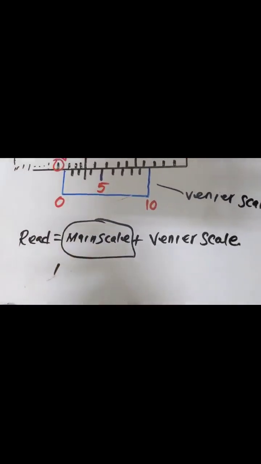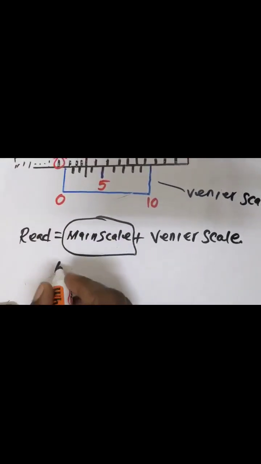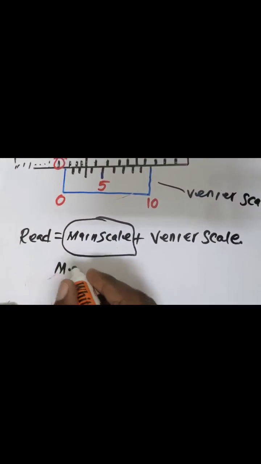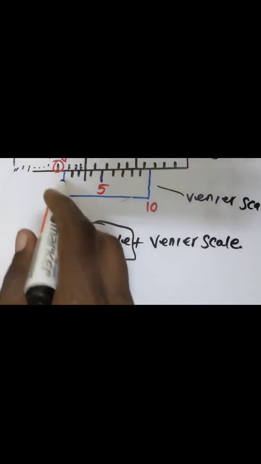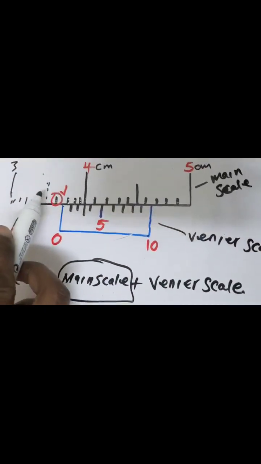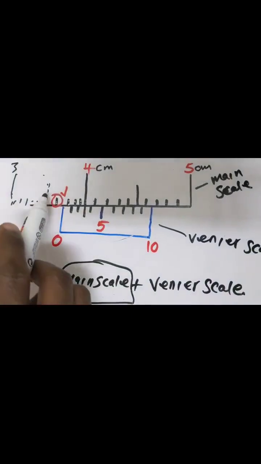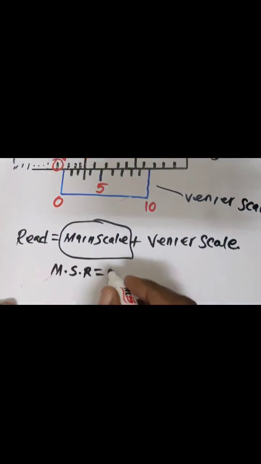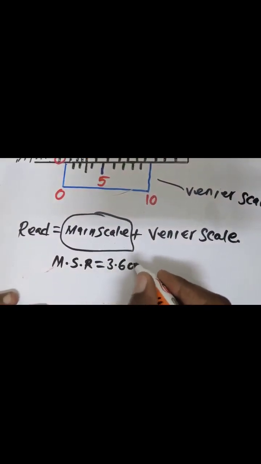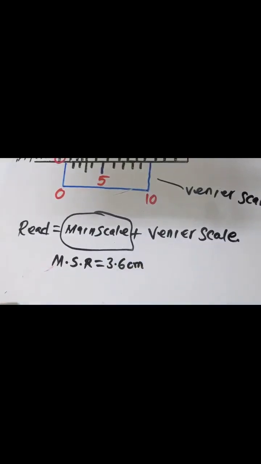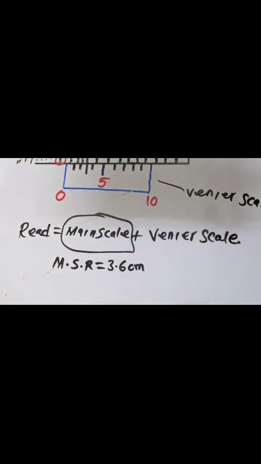Okay, so we'll say that the main scale reading is equal to what? We have said that this is 3.5, 3.6. So that is what? 3.6 centimeters. Okay, that is the correct answer for the main scale.